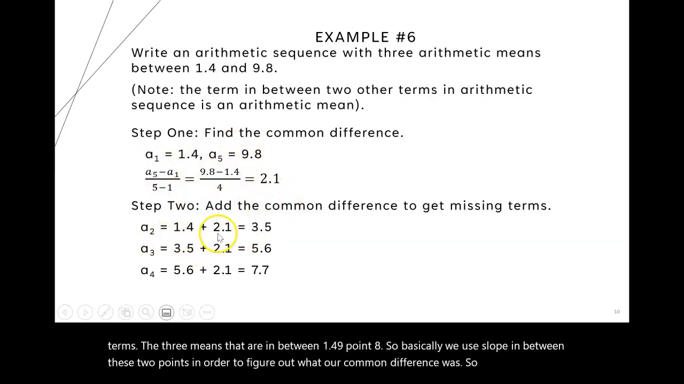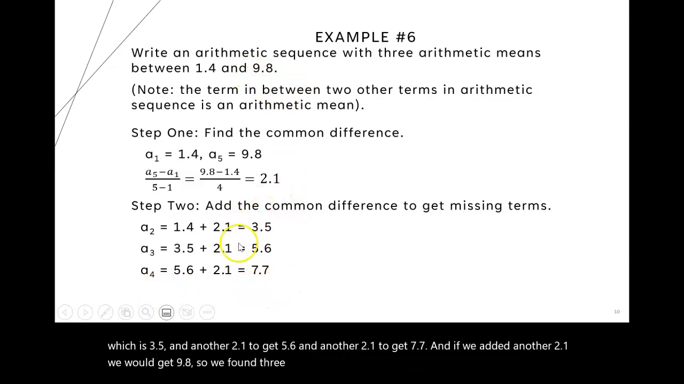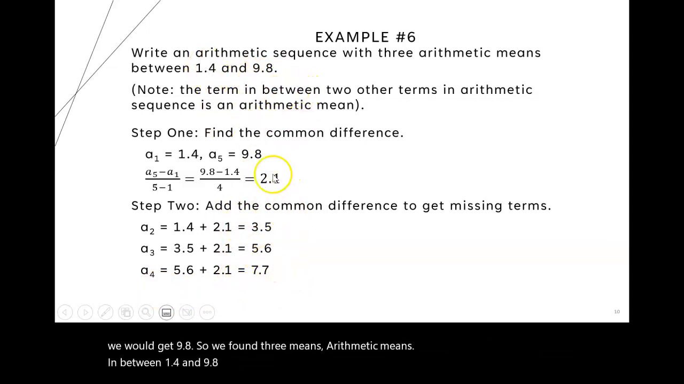So a sub 2 is 1.4 plus 2.1, which is 3.5. Add another 2.1 to get 5.6. Add another 2.1 to get 7.7. And if we added another 2.1, we would get 9.8. So we found 3 arithmetic means in between 1.4 and 9.8 to form our sequence with a common difference of 2.1.